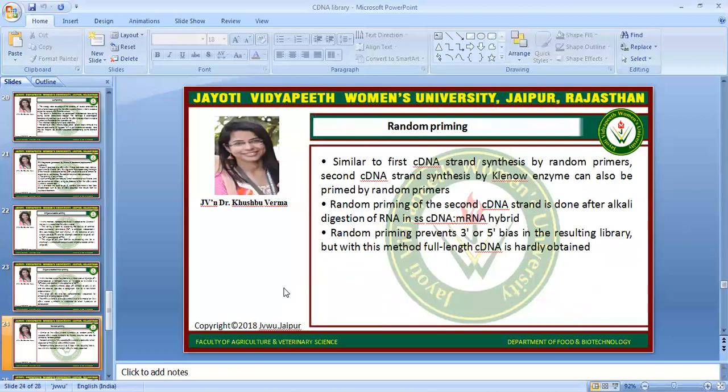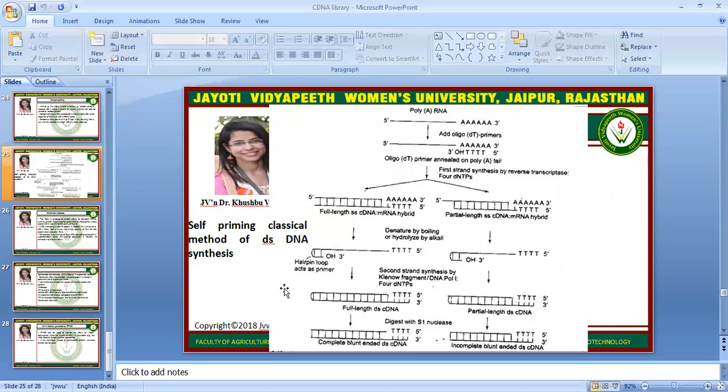Now we will discuss random priming. Similar to first cDNA strand synthesis by random primer, second cDNA strand synthesis by Klenow enzyme can be used. Random priming of the second cDNA strand is done after alkali digestion of the RNA in the hybrid, and random priming prevents 3' or 5' bias in the resulting library, but with this method full-length cDNA is hardly obtained. This is the flow diagram of the self-priming classical method of double-stranded cDNA synthesis.